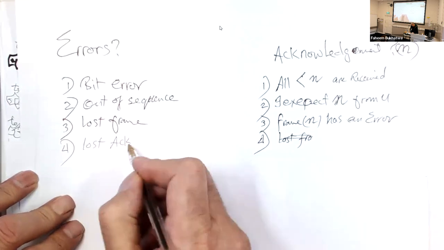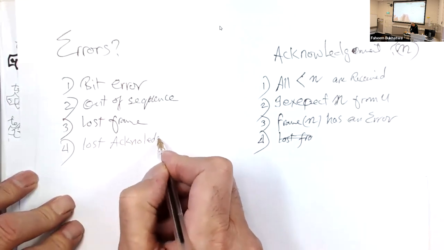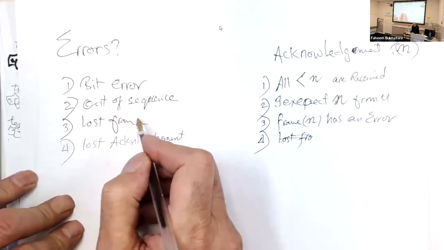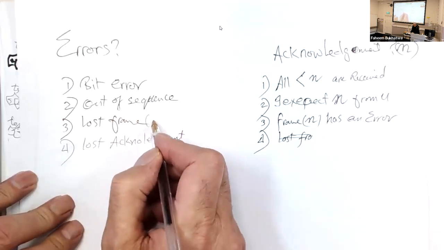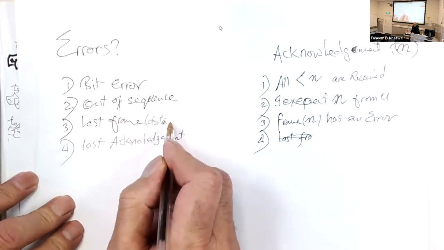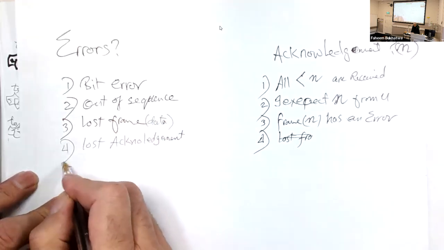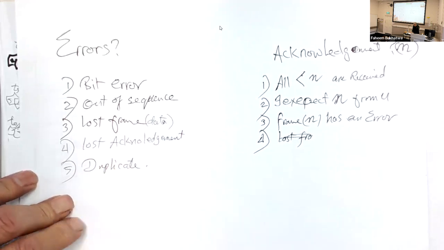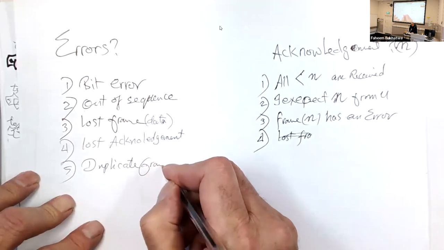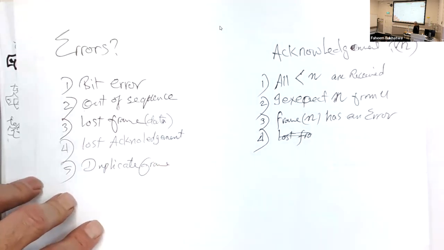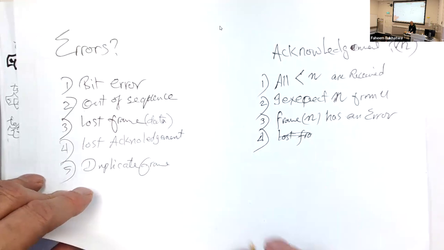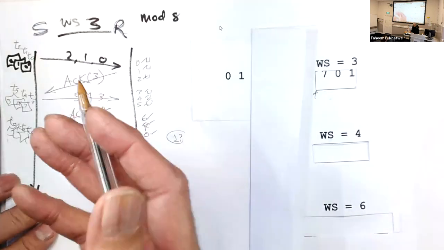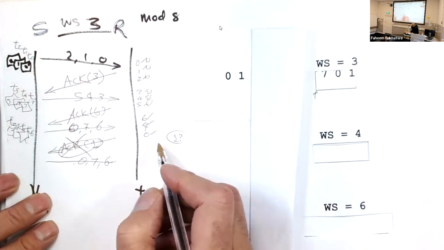Now we can actually have a lost acknowledgement. This one would be a data frame or information frame, but it can be an acknowledgement frame that got lost. But we can also have duplicate frames. So duplicate frames, we do nothing, we just discard them. What do you do with the duplicate frame? Discard. But you can send back the acknowledgement.